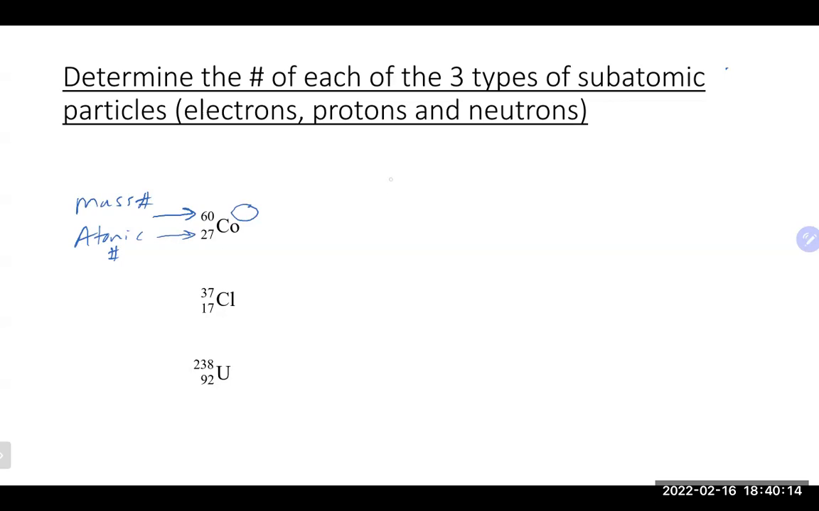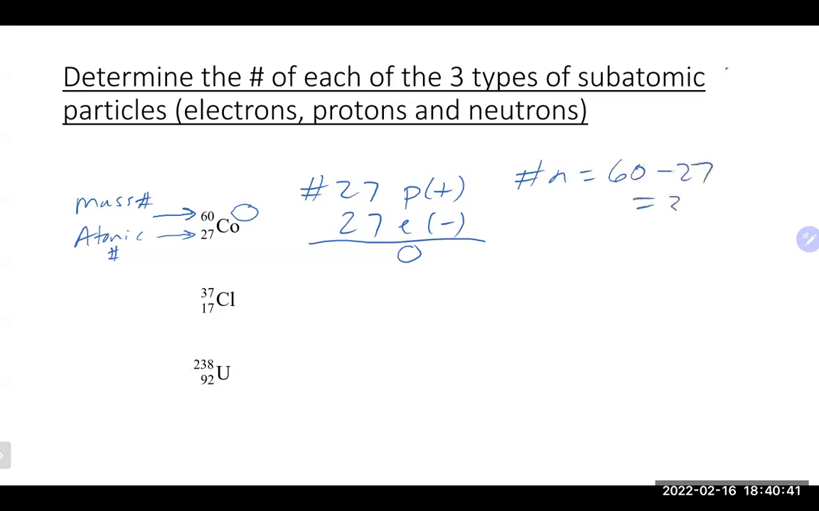So here, this would have how many protons then? Yeah, it would have 27, which would match our atomic number. Because it is neutral, it should also have 27 electrons. Again, that all balances out to an overall charge of 0. And the number of neutrons would be our mass number, which is 60, minus 27, and looks like 33 there. Any questions on that one there?